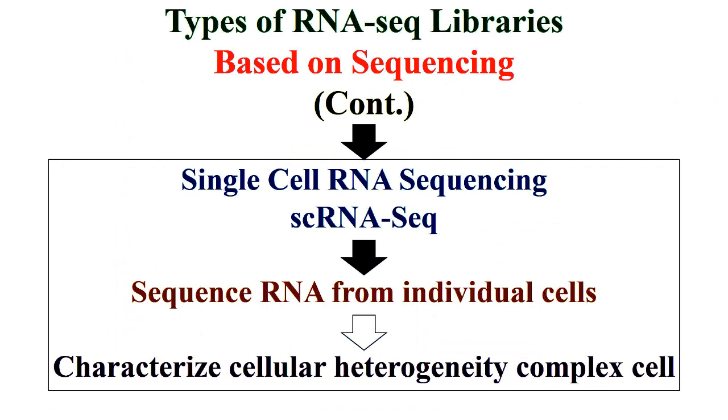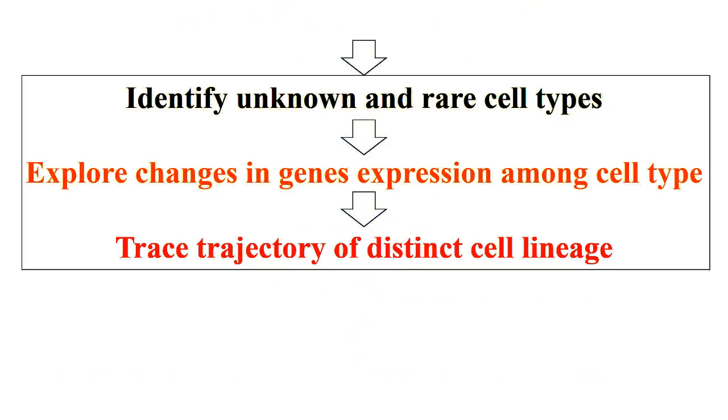On the other hand, single-cell RNA sequencing sequences RNA from individual cells, to characterize cellular heterogeneity within complex cells, and identify unknown and rare cell types, and explore changes in gene expression among cell types, and trace the trajectory of distinct cell lineages, as mentioned in the next slide.